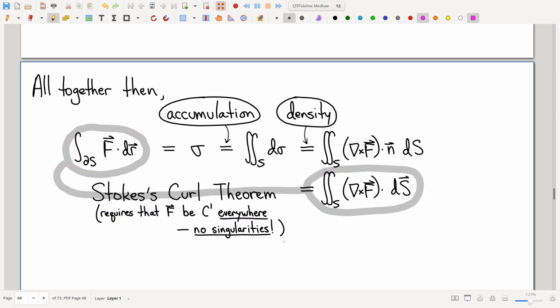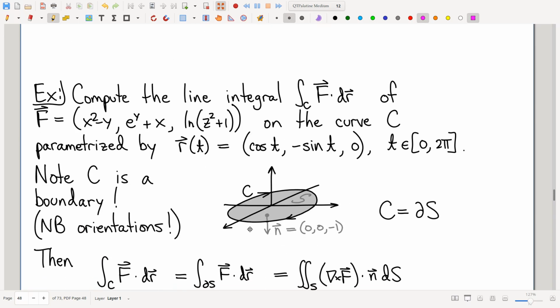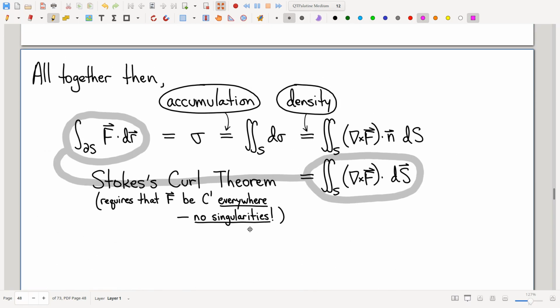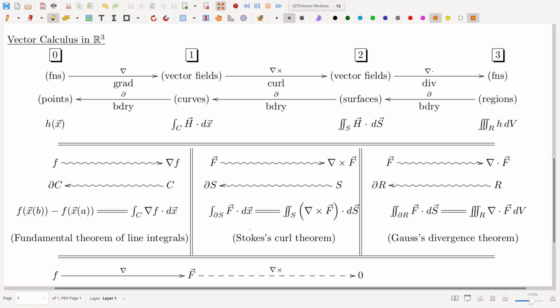Okay, regularity issues matter. We do need it to be nice everywhere, C1 everywhere. No singularities, not so much as a single point being a problem. It's a very delicate theorem, as are all of these theorems. Okay, let's do one. Oh, I always get ahead of myself. Before we do one, let's flash back to this diagram.